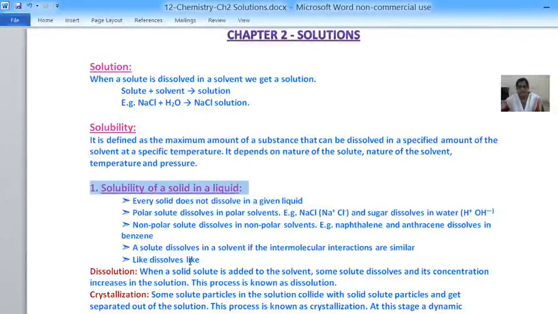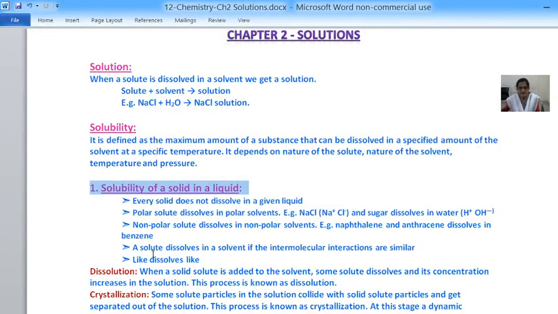A solute dissolves in a solvent if the intermolecular interactions are similar. That is, only if the intermolecular interactions are similar will a solute dissolve in a particular solvent. For example, NaCl solution. NaCl exists as Na+ and Cl-, and it dissolves in water, which again is polar, existing as H+ and OH-. So there is a similar intermolecular interaction between the solute and the solvent in NaCl solution.